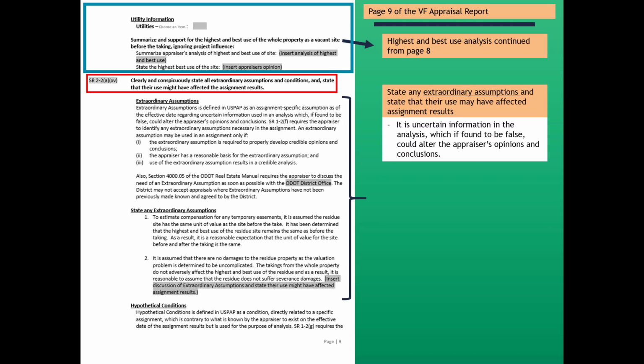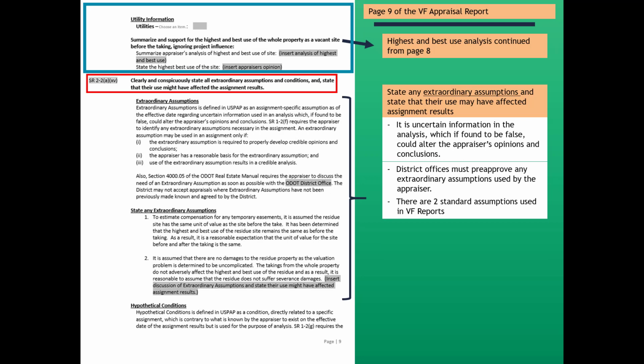And the definition of what an extraordinary assumption is, it is uncertain information in the analysis which, if found to be false, could alter the appraiser's opinions and conclusions. If the appraiser is going to use an extraordinary assumption, the district office must pre-approve that extraordinary assumption before the appraiser uses it in the appraisal report.